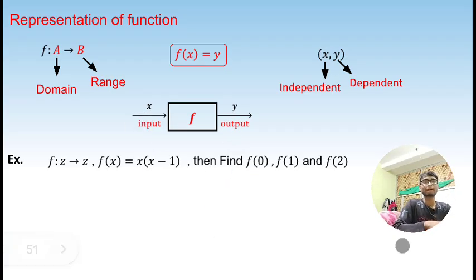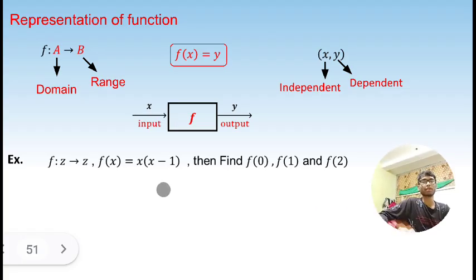Remember, next we have this function f from Z to Z. So if f of x is equal to x minus 1, then find f of 0. Here we have this x, this x, this x. First of all, we will put 0 here. So 0 minus 1 is minus 1. So this whole will become minus 1.